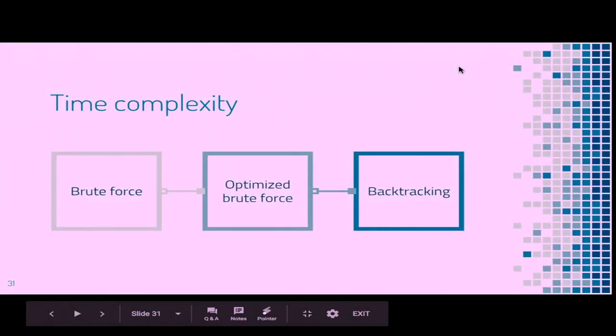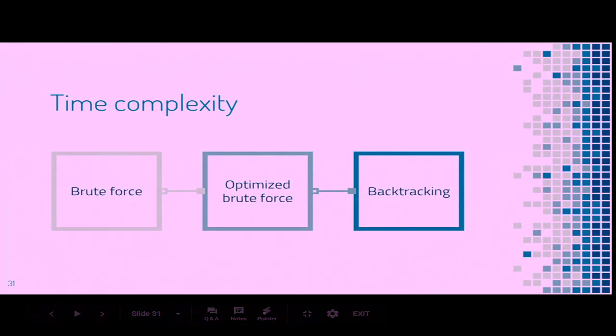Okay, so for the time complexity, there are many ways to solve the 8 queens problem. First will be the brute force method. So for the brute force method, we have 64 choose 8, all right, because there are 64 grids, and then there are 8 queens, right? So there will be 4.5 billion combinations. And the next will be optimized brute force.